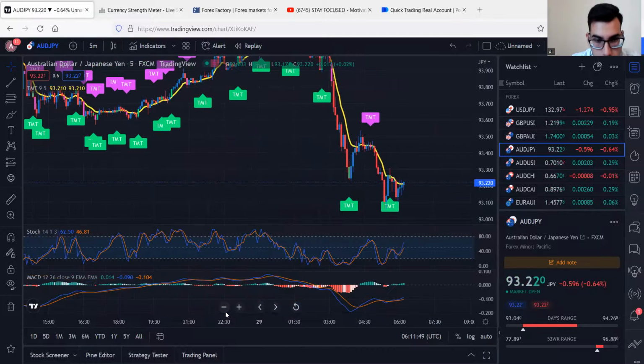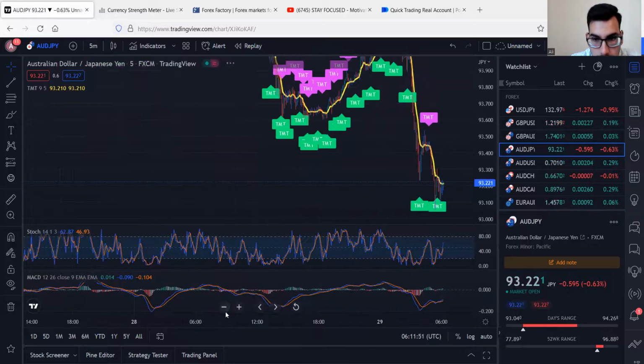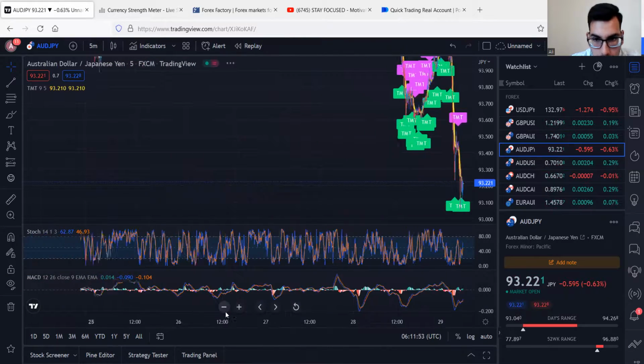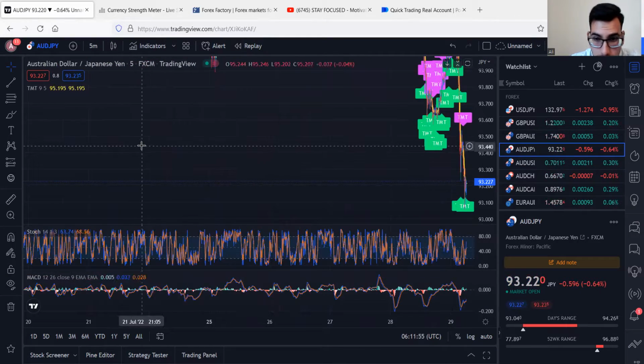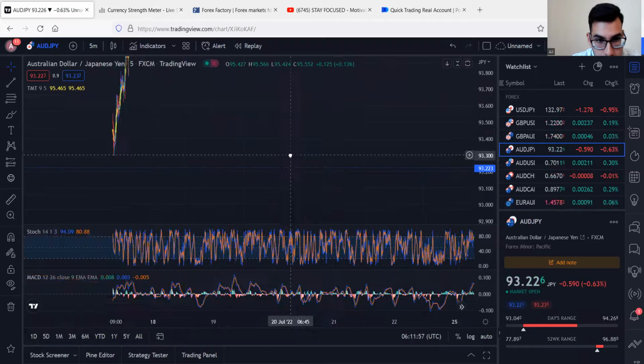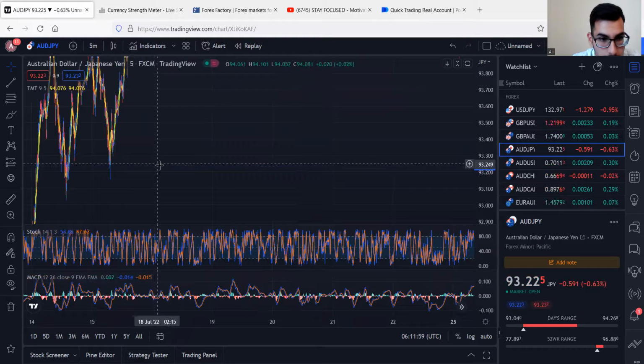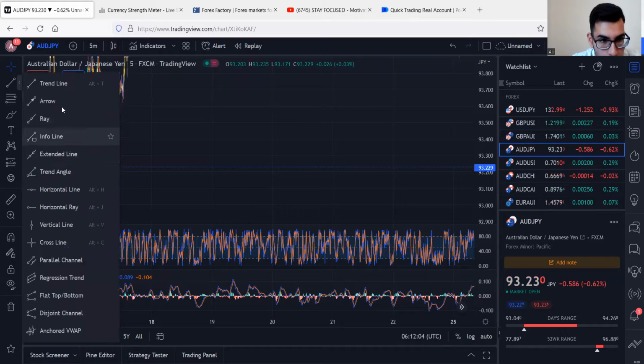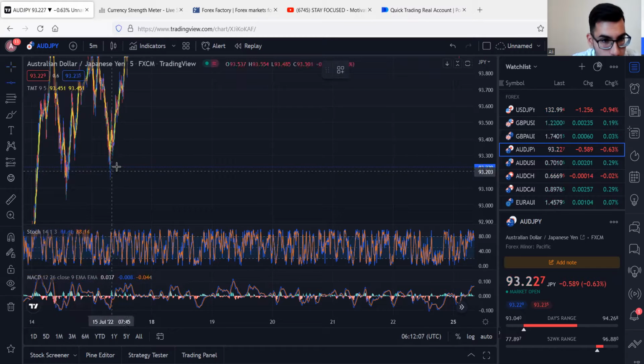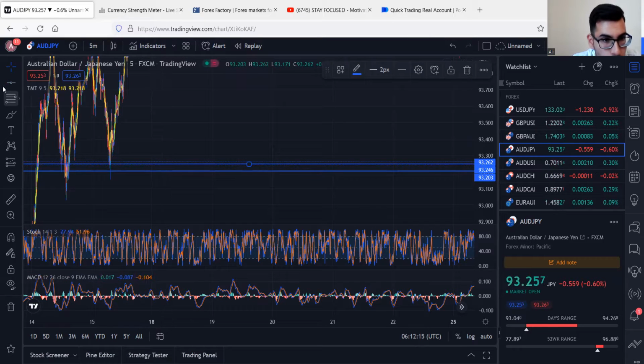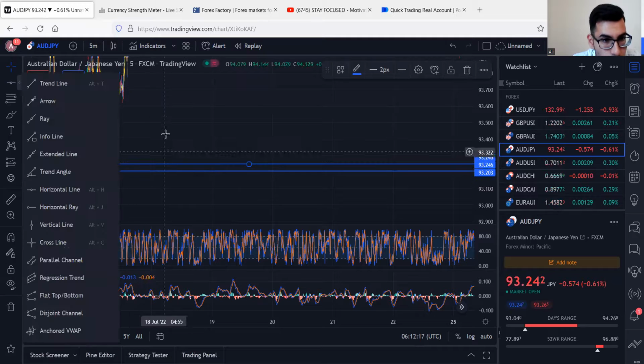Now, let's look at an area where the market can hit. There doesn't seem to be any support or resistance. Oops, there is. There's one here. Okay. I will just put a couple of lines here. Oops, just give me a second here.